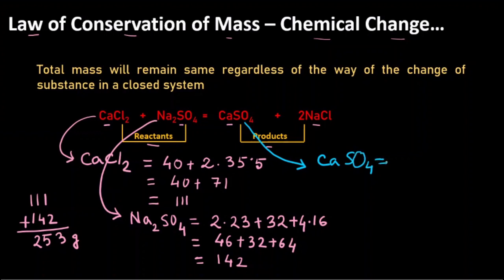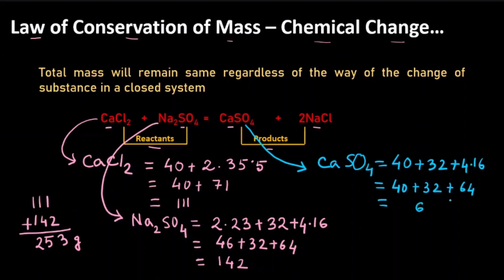For calcium, we know this is 40, plus sulfur, this is 32, plus, we already know that the atomic mass of oxygen is 16, and here 4 atoms are present, so 4 times 16. It is now going to be 40 plus 32 plus 64 equals 136.